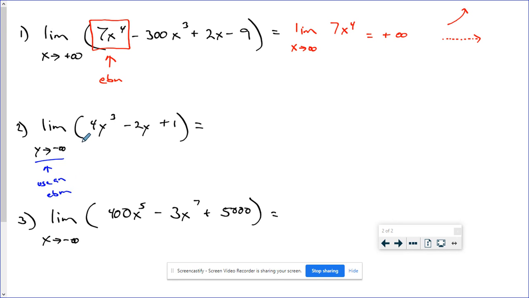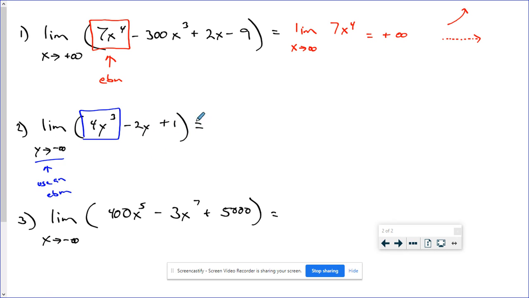If it was as y went to 5, I wouldn't be doing that. I would just be plugging 5 in. But because y is going to an infinity, use an EBM. What is the EBM? I do a little scan here. That's the term of highest degree, which makes sense because for large positive or large negative values of, in this case, y, this will be the term that carries the most weight, that dominates. These will be negligible.